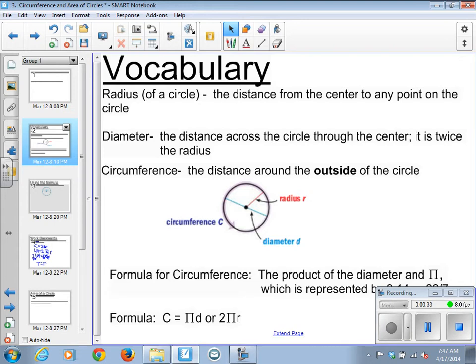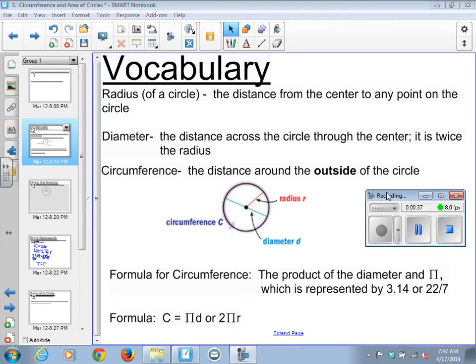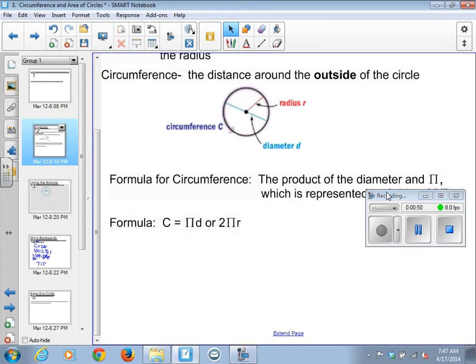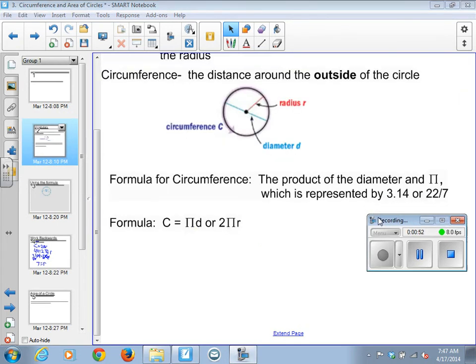To find circumference, we take the product of the diameter and pi, which is represented by 3.14 or 22/7. And the formula for that is C equals pi d or 2 pi r. Remember, since the radius is half the diameter, these are the same thing.